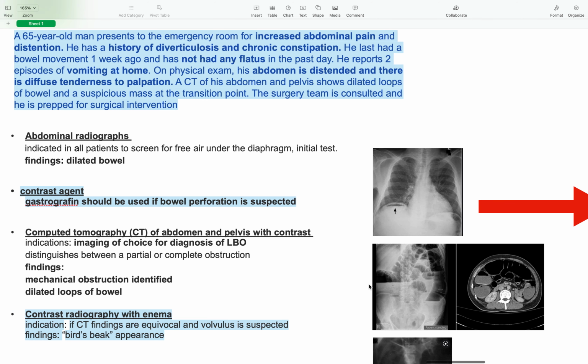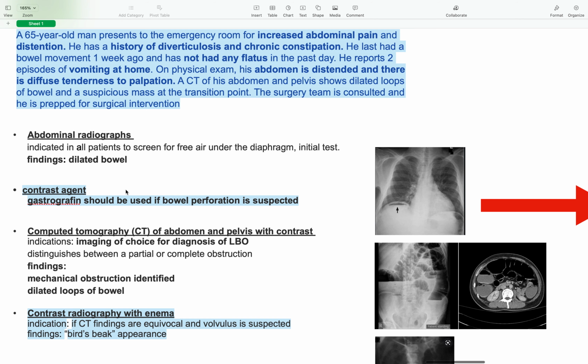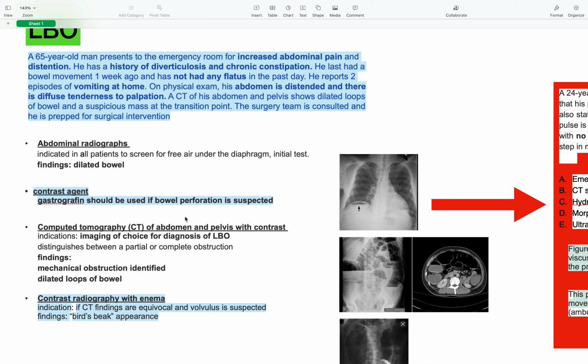Okay, then you would do a contrast agent Gastrografin test in patients who have a bowel perforation. So when you do an abdominal radiograph and you find a dilated bowel, all right, and air under the diaphragm, then that means that there is perforated bowel. Okay, so you want to confirm with the Gastrografin for bowel perforation if suspected.